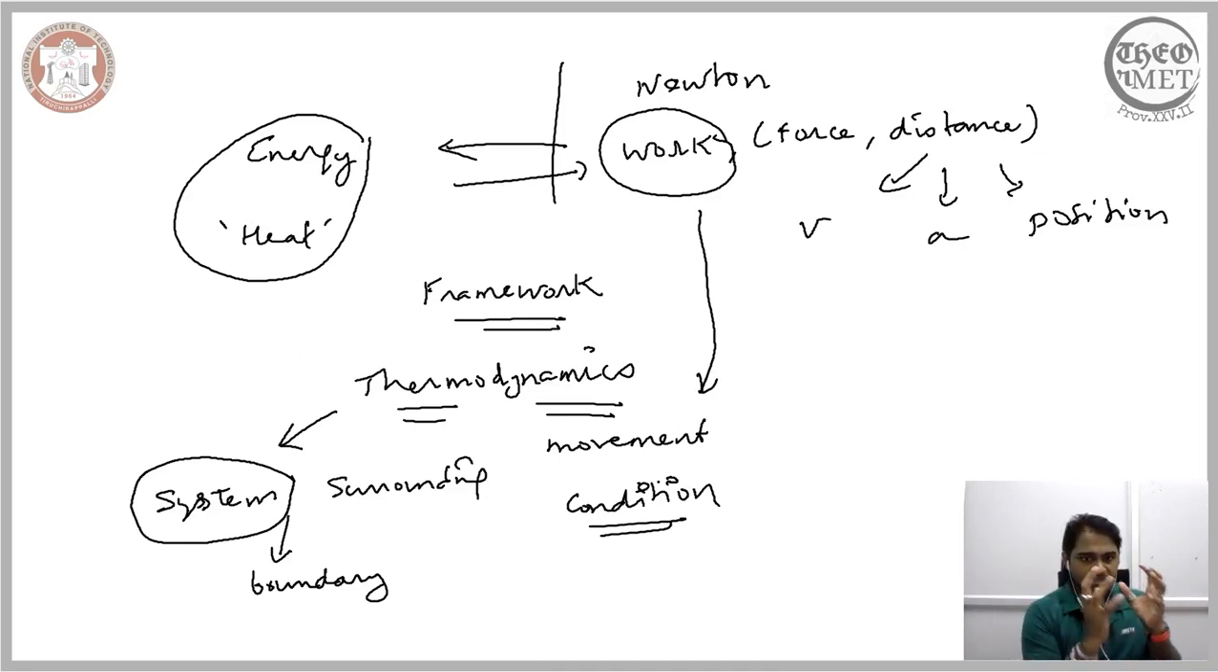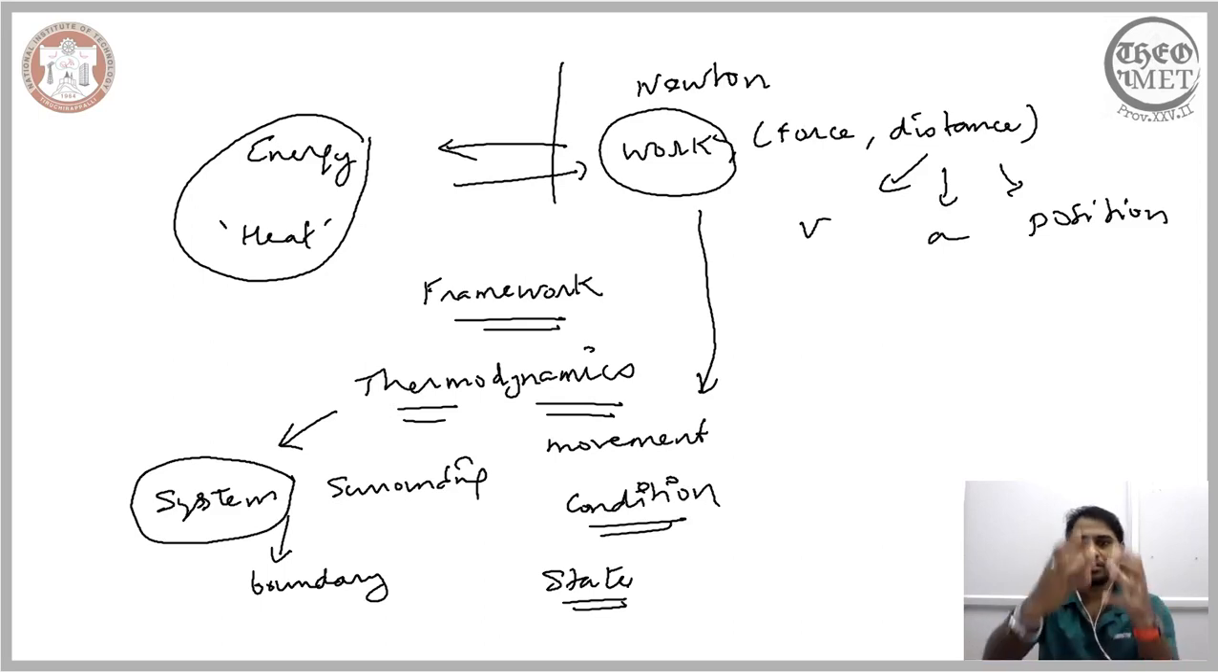So just having an object alone will not give us much information. We need to have every object associated with a condition, and we need some information about this condition in order to study this object further. The term that is analogous to conditions in the framework of thermodynamics is the state of the system. So like condition in Newton's laws of motion, what we have in thermodynamics is the state of the system.